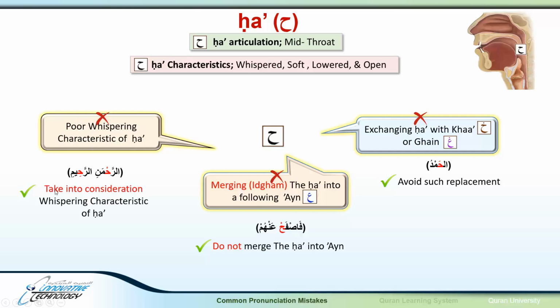In conclusion, you need to take into your consideration the whispering characteristic of the ha, and you shouldn't truncate it and make it so short. Give it the length that allows it to be whispered.